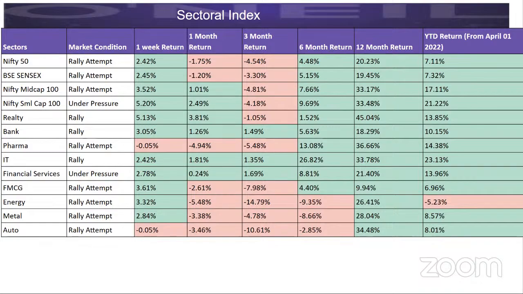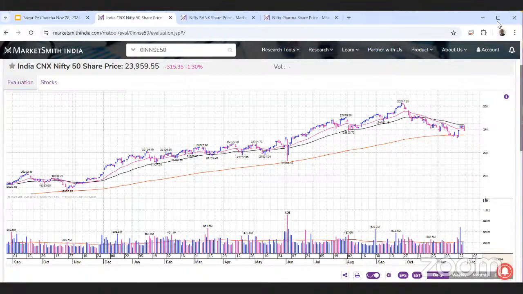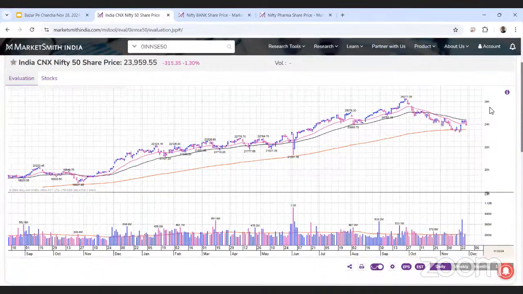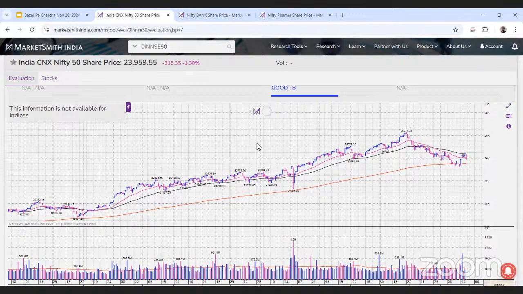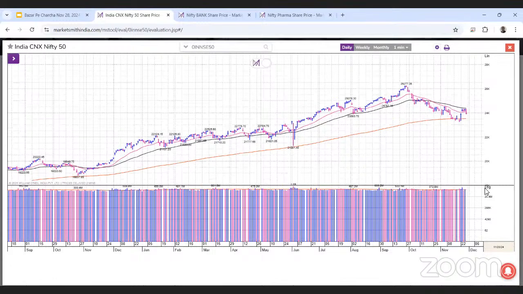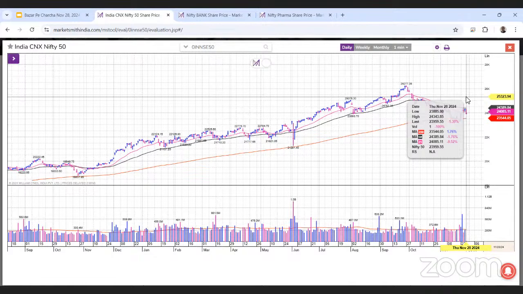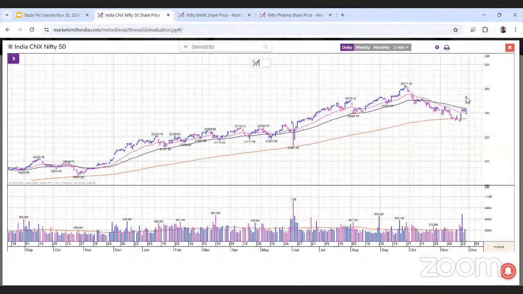So let's move on to the chart to discuss how the market is currently placed from the technical perspective. This is the daily chart of Nifty 50 that you can see in front of you. Here, in this daily chart, the black line is the 50-day moving average, which is currently placed around 24,390. First thing.